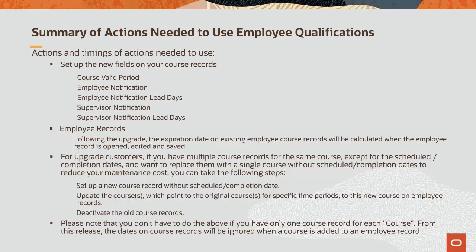Please note that you don't have to do the above if you have only one course record for each course. From this release forward, the dates on the course records will be ignored when a course is added to an employee record. Access to this feature is granted with access to the employee record. Expectation is that HR personnel will typically be maintaining this information on the employee record.